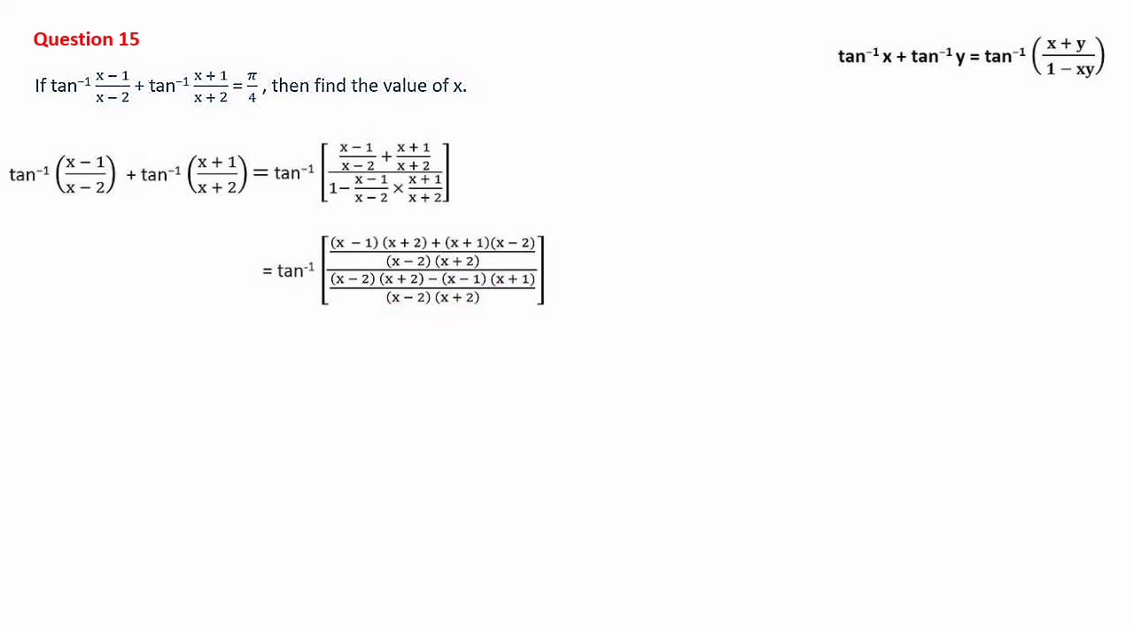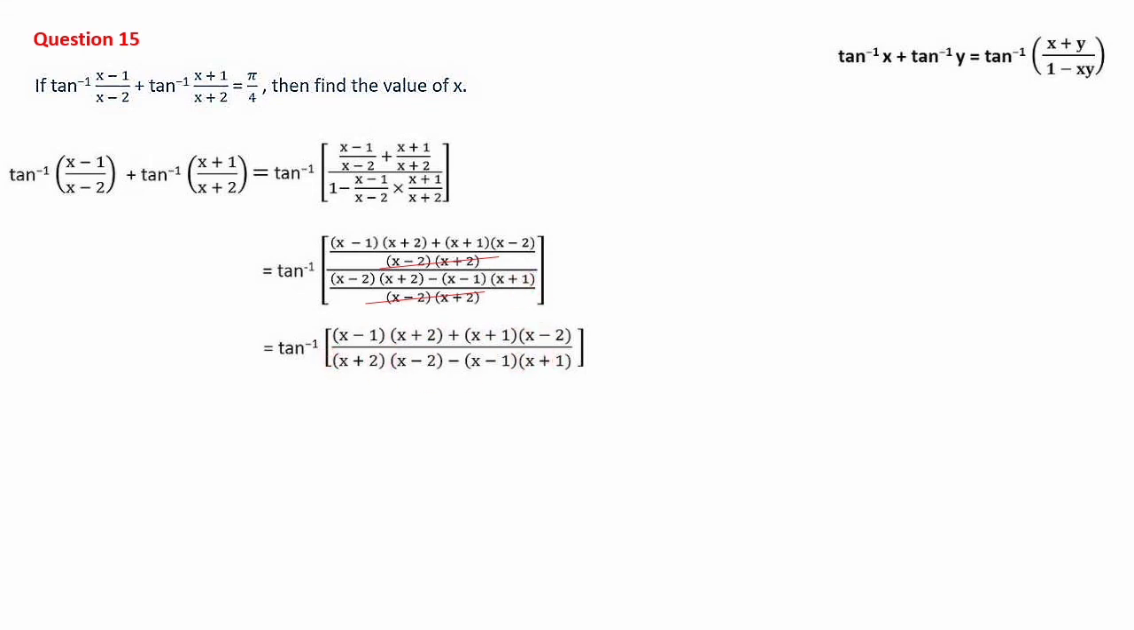When you check, the numerator has a denominator x minus 2 into x plus 2, and the denominator also has a term with the denominator x minus 2 into x plus 2 common, so we can cancel both. Then we will be getting tan inverse of x minus 1 into x plus 2 plus x plus 1 into x minus 2, divided by x minus 2 into x plus 2 minus x minus 1 into x plus 1. So the remaining terms we have written here.